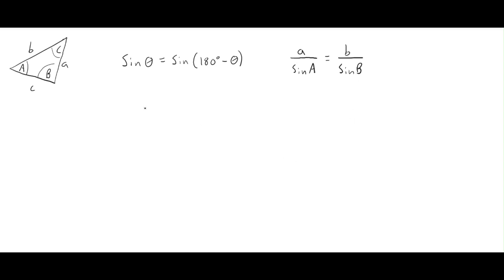You could put C in there as well if you want, but usually you're only working with two of the sides and angles at once. You don't need to get all three in there at the same time. So let's just keep it with A and B.